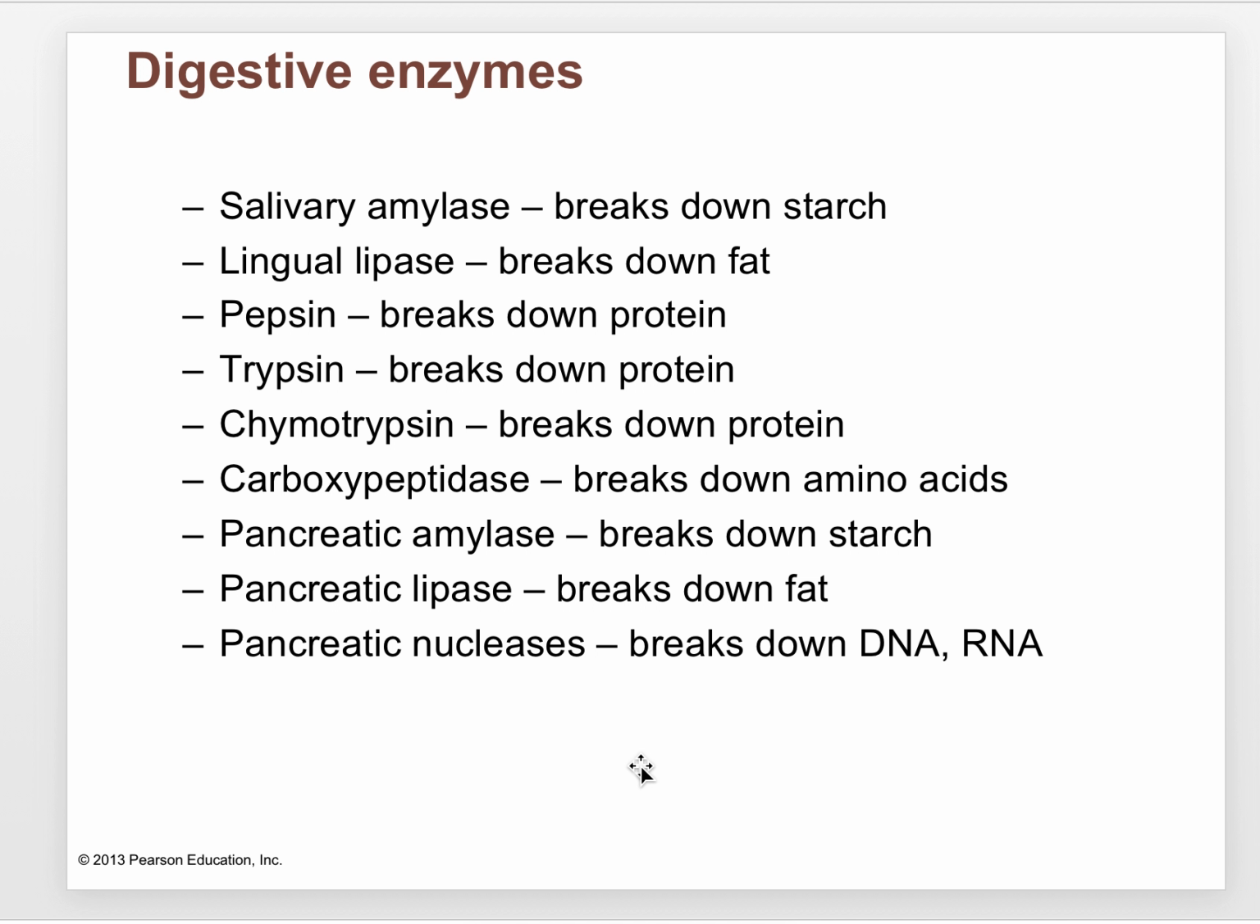Some of the digestive enzymes that are worth looking at. Salivary amylase breaks down starch, and amylase means something that breaks down starch or complex sugars. Lingual lipase, think of as far as salivary gland. Lipase breaks down fat. So if you see the word lipase, think of lipid, that breaks down fat. Pepsin and trypsin and chymotrypsin all break down protein. Carboxypeptidase breaks down amino acids, which are the precursors for proteins.